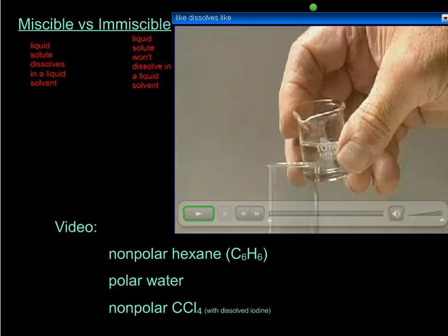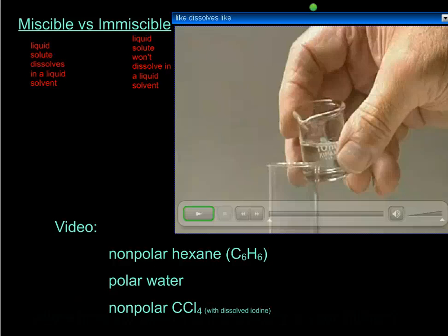So one of the things that you may have noticed, initially the iodine dissolved in with the nonpolar carbon tetrachloride because the iodine, which is a solid, is nonpolar and it dissolves in the nonpolar carbon tetrachloride. It was easier to see with the iodine mixed in with it. The polar water and the nonpolar carbon tetrachloride, these two were immiscible in one another. They did not mix.